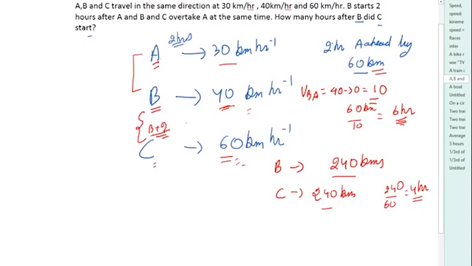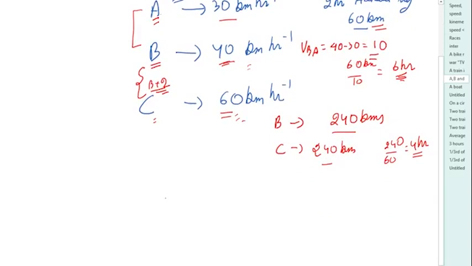So how will we calculate? We say A started 2 hours before B. So when B started, A had a 60-kilometer head start, right? It was traveling at 30 kilometers per hour for 2 hours. So there was a 60 kilometer gap. But B is faster than A, the relative velocity that B has is 40 minus 30 equal to 10. So every hour B will keep coming closer to A by 10 kilometers. So in 6 hours, B will be able to bridge this gap.